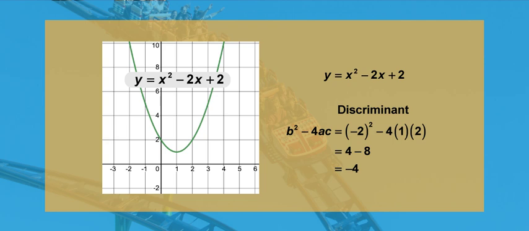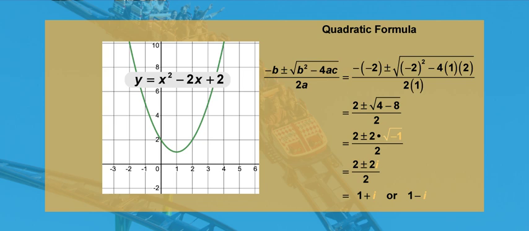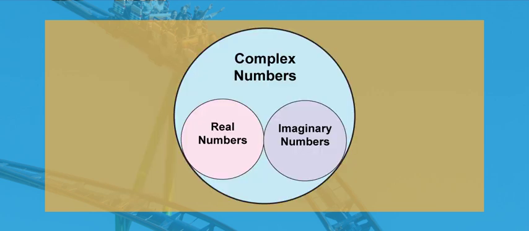There are actually two solutions to this quadratic equation, and we can use the quadratic formula to find them. Plugging in the values into the quadratic formula, we end up with the expression the square root of -1. This value was replaced by the symbol i. The square root of -1 is not a real number. It is known as an imaginary number, and it is part of the complex number system. In fact, real numbers are also a subset of the complex number system.